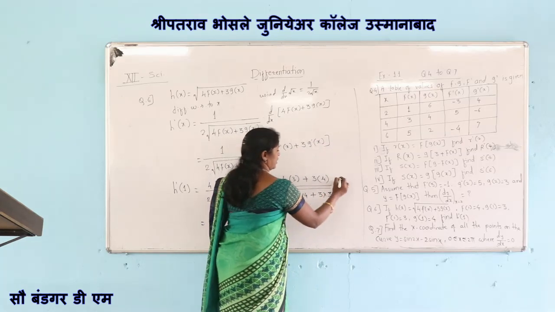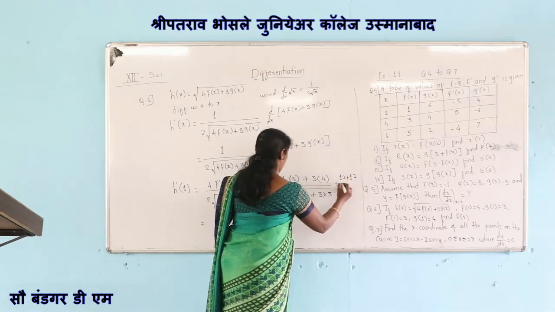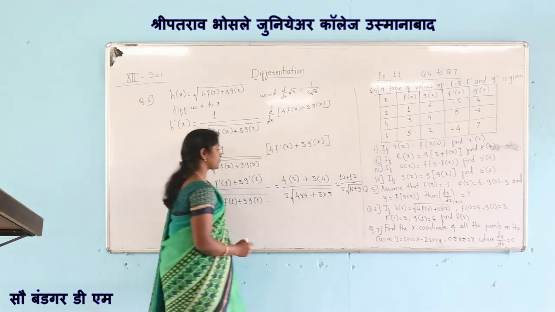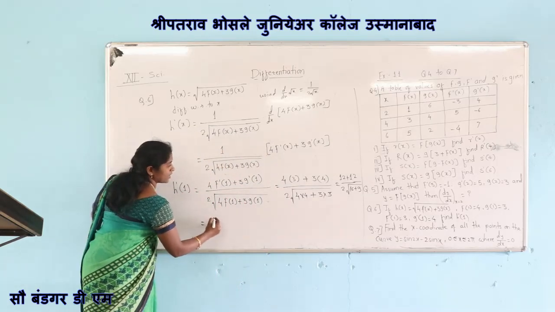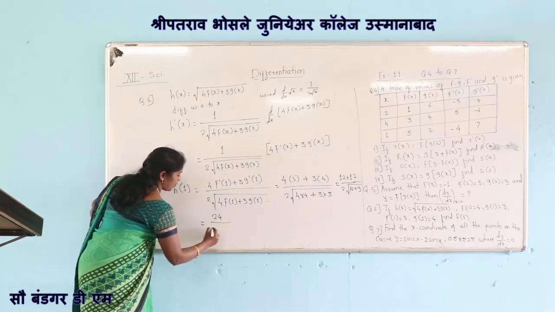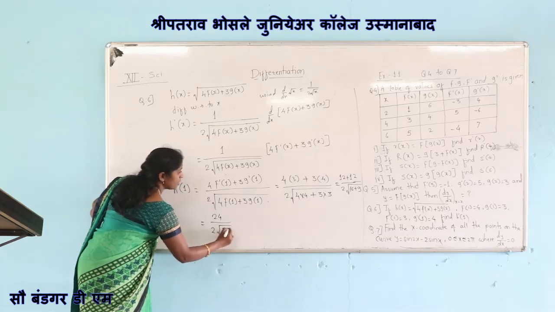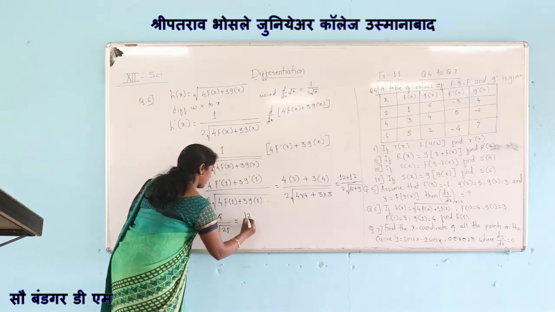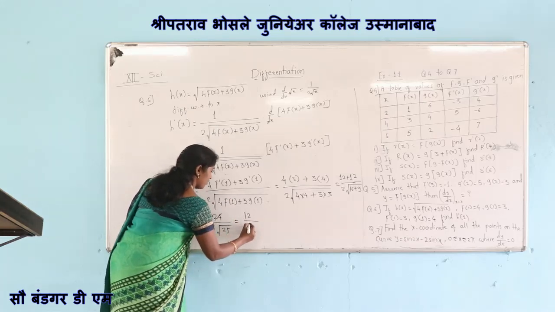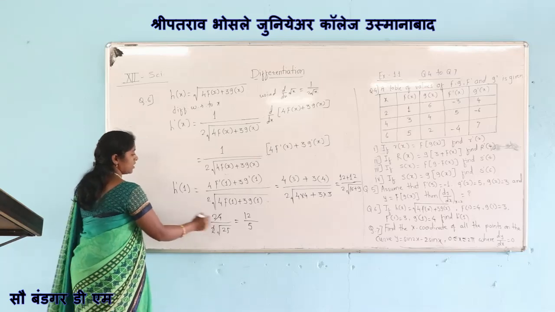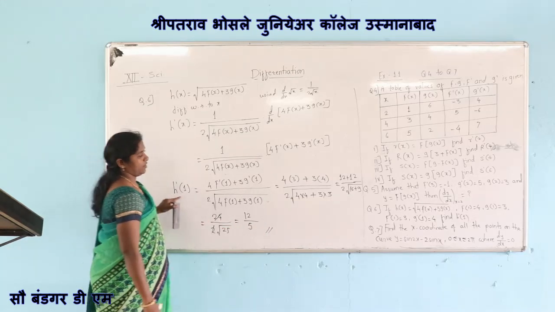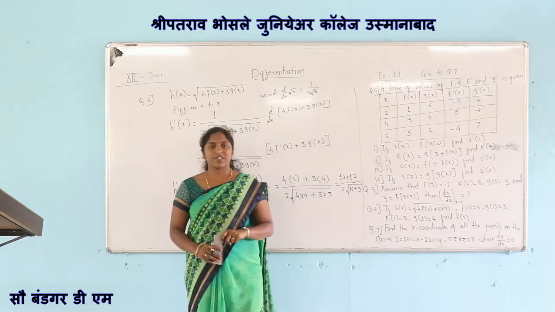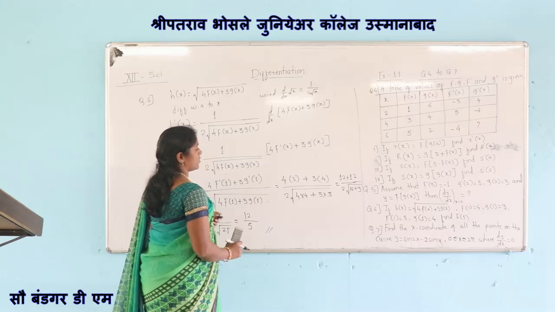So here 4 into 3, 12 plus 12 upon 2 under root of 16 plus 9. So h dash 1 is 24 upon 10, which is 12 upon 5. This is our h dash of 1. So 6th question completed. Now the last question we are going to solve is question number 7.